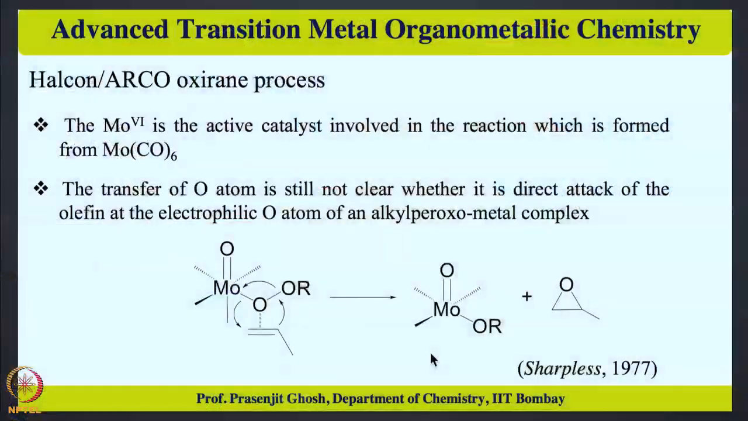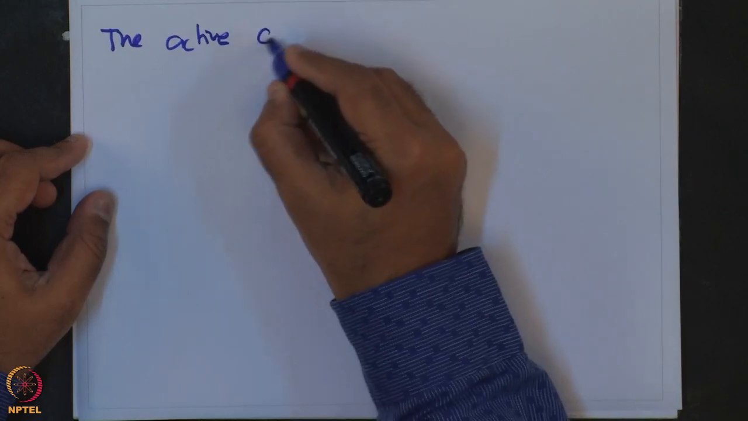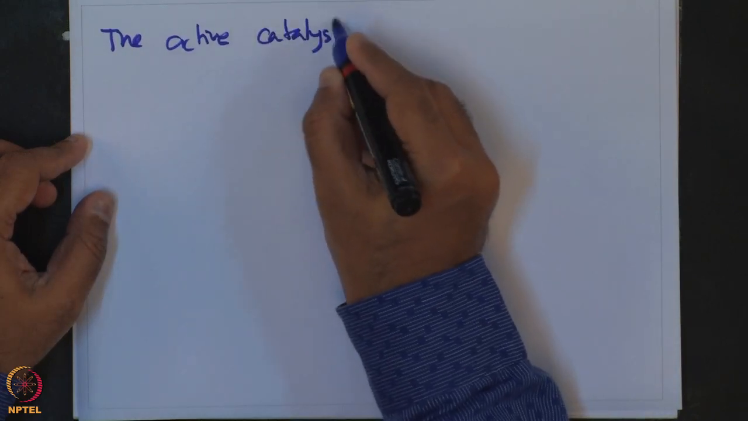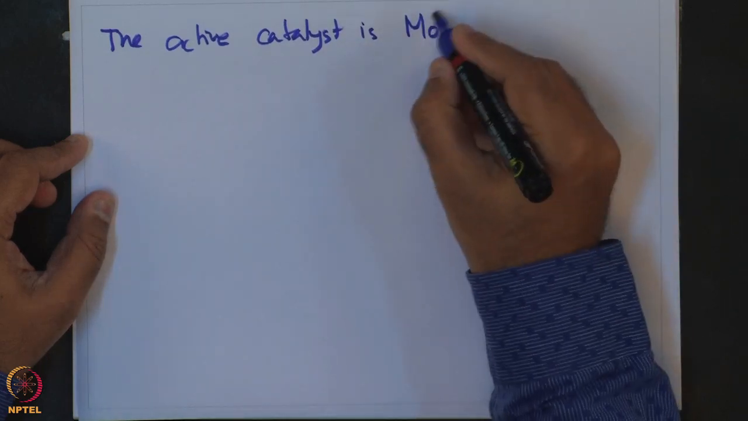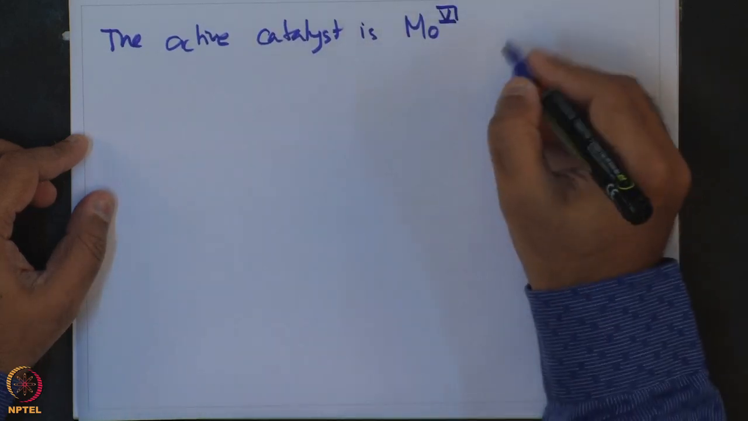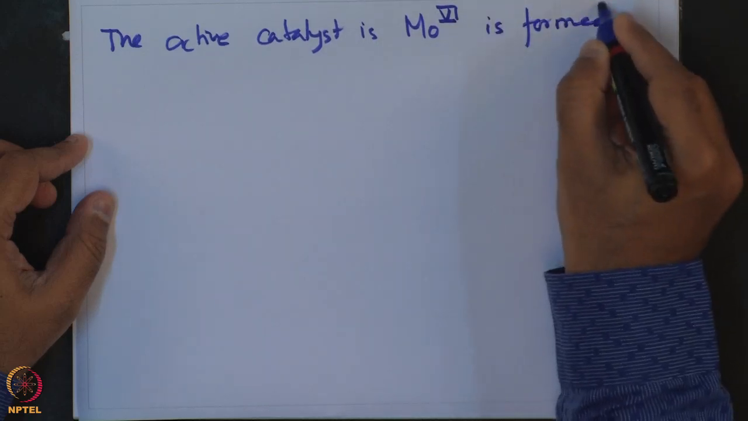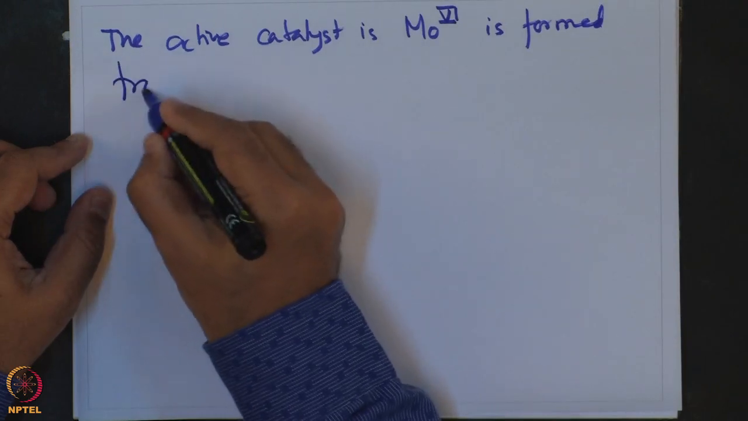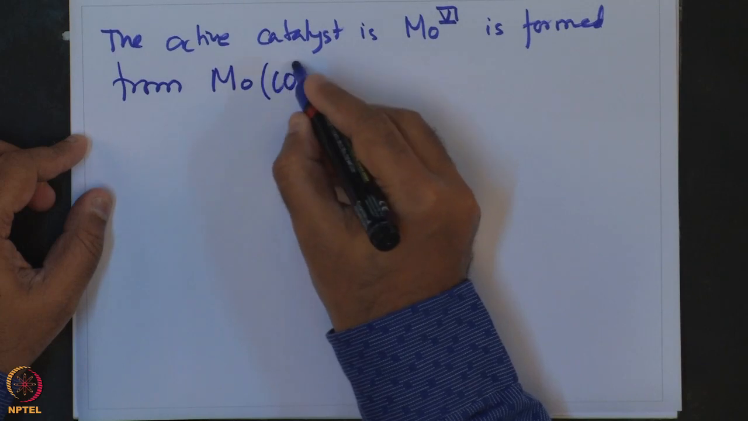Now, the molybdenum is the active catalyst, and the molybdenum is formed from molybdenum 0. The active catalyst is molybdenum 6 and is formed from Mo(CO)6.